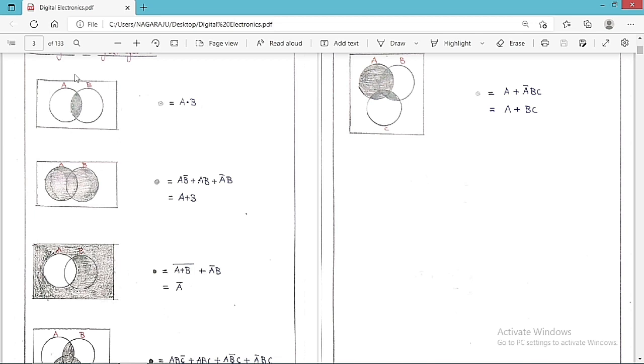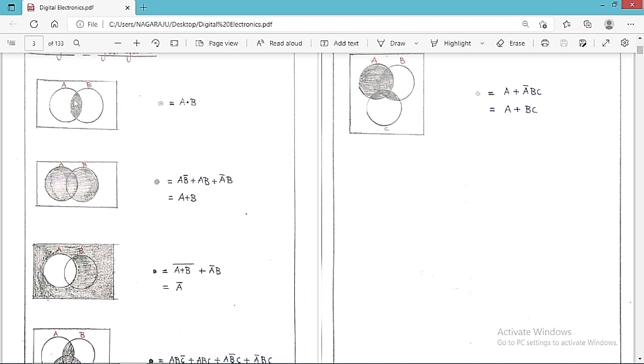So now we'll discuss the concept of Venn diagrams in the digital systems. You can see clearly this is the Venn diagram. This is A and this is B, and there is an intersection between them. We are going to represent this area by A into B, or A dot B. So whatever this graph is, the common region we are going to represent by a symbol which is called A dot B.